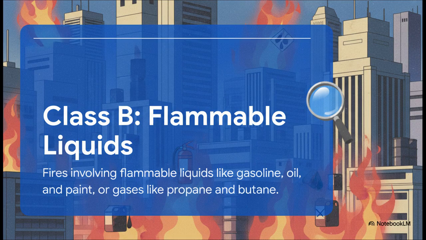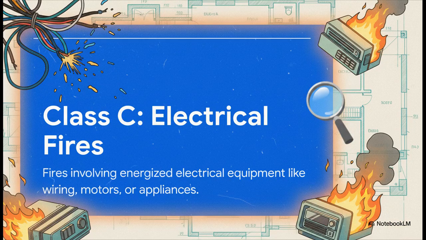All right, next up, Class B. Now we're talking flammable liquids and gases, things like gasoline or propane. And here's the critical thing you cannot forget. You can't use water on these fires. It will just spread the burning fuel everywhere. A great way to remember this one is B for the barrels these liquids often come in, or for the fact that they boil.